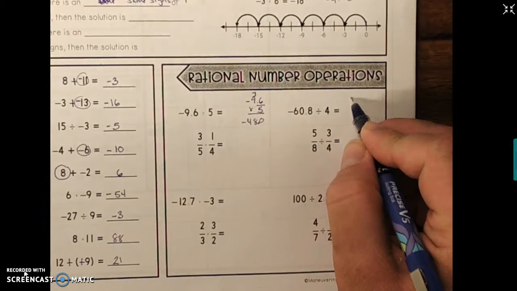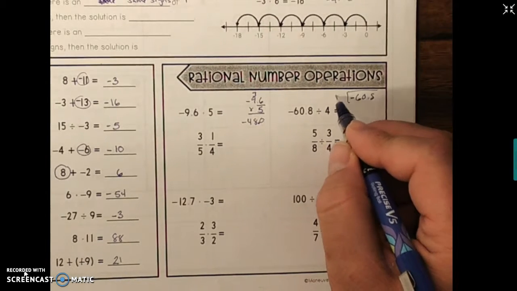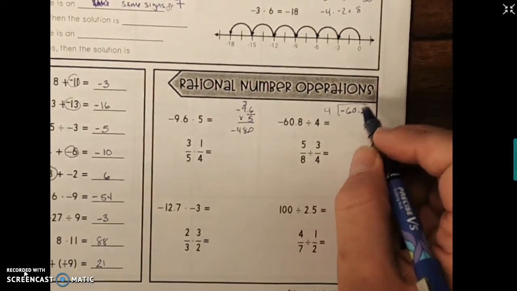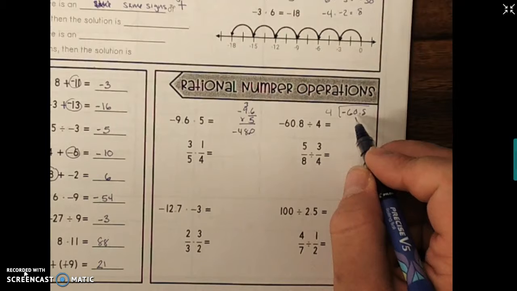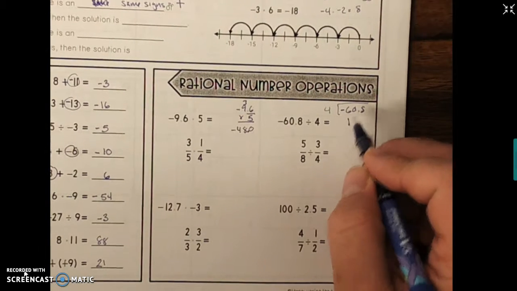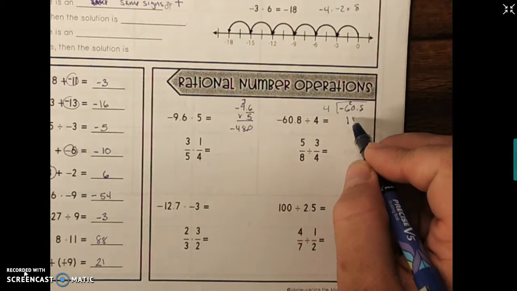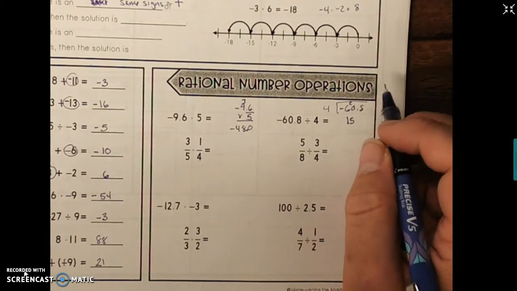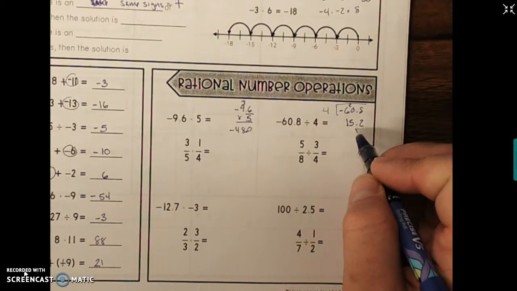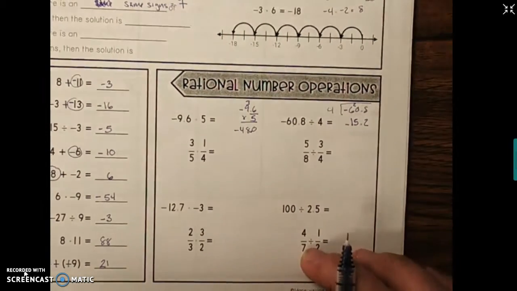Same here, I would stack them. Negative 60.8 divided by 4. Ignore the negatives for a minute. I'm going to do it down here. 4 goes into 6 one time, which leaves 2, then 20. 4 goes into 20 five times, then 0.8 divided by 4 is 0.2, so 15.2. And since my signs are different, my answer is negative.